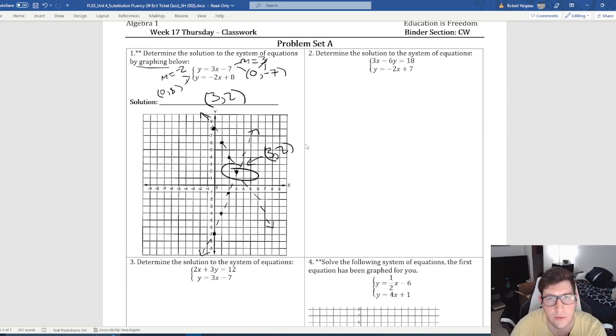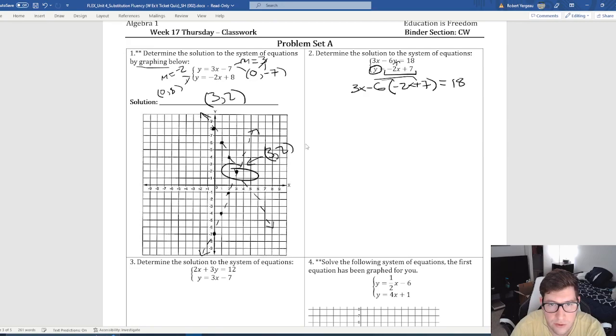Looking at number 2. Now, number 2 is what we did just yesterday. I have one equation in standard form, and I have one in slope intercept form. Apologies. And so I'm going to go ahead and find that y is already isolated. And so I'm going to take this -2x plus 7 and plug it right in for my y. And so I'm going to have 3x minus 6 times (-2x plus 7) is equal to 18.